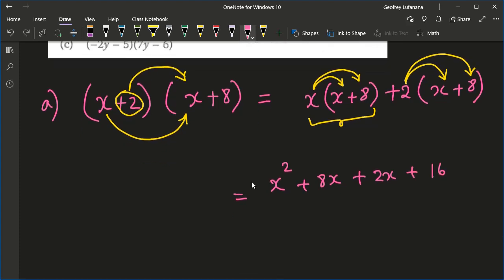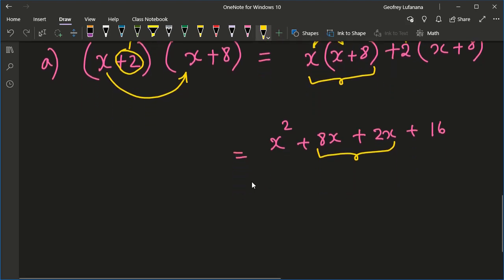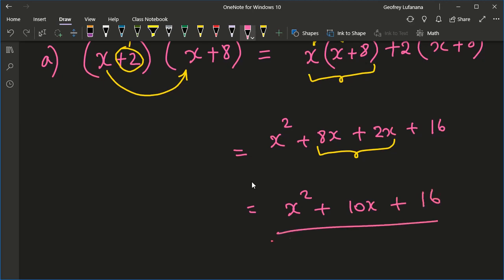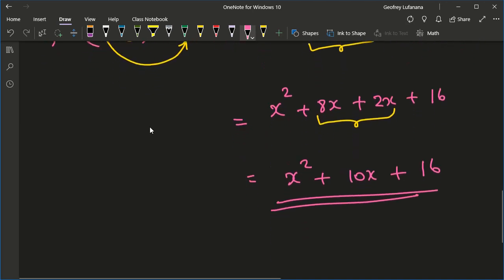Now from this step I need to collect like terms. Those two are like terms. They both have a power of x, which is 1. So my final answer would be x squared plus 10x plus 16. My result is a quadratic equation. Let's look at the second example.